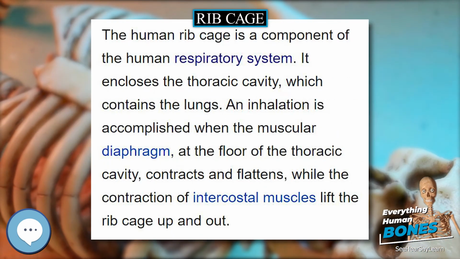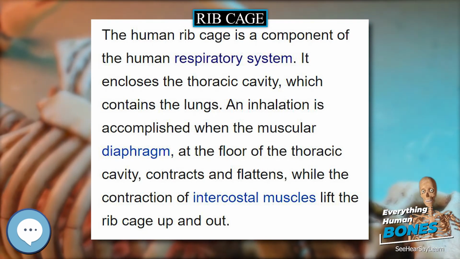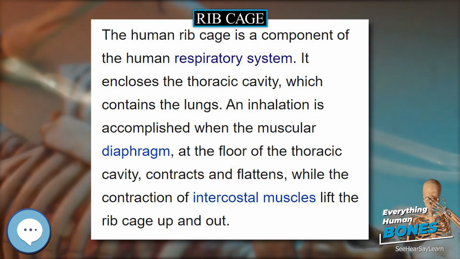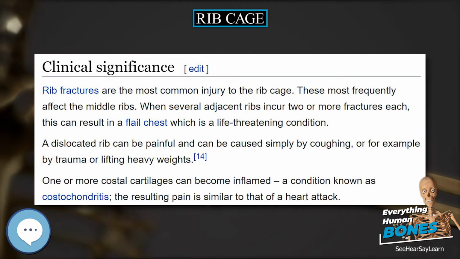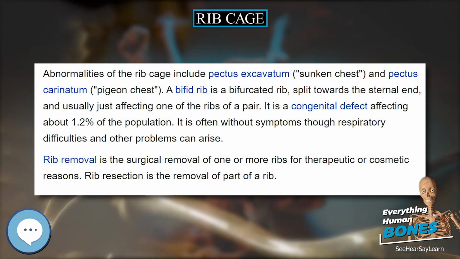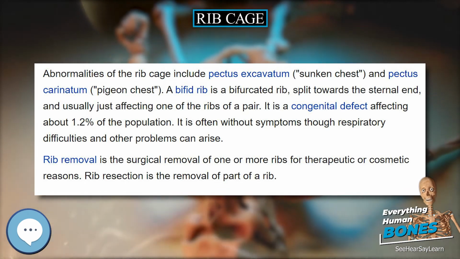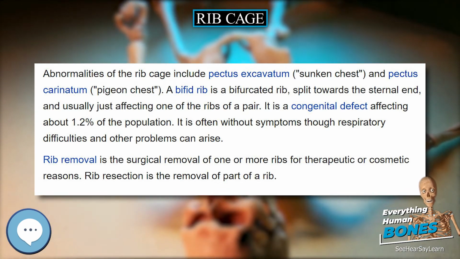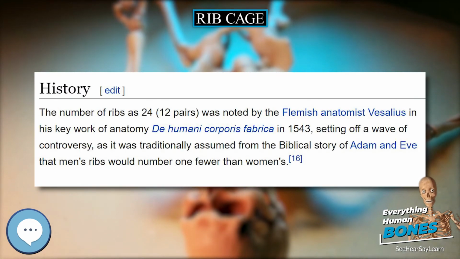In several ethnic groups, most significantly the Japanese, the 10th rib is sometimes a floating rib, as it lacks a cartilaginous connection to the 7th rib. Function. The human rib cage is a component of the human respiratory system. It encloses the thoracic cavity, which contains the lungs.